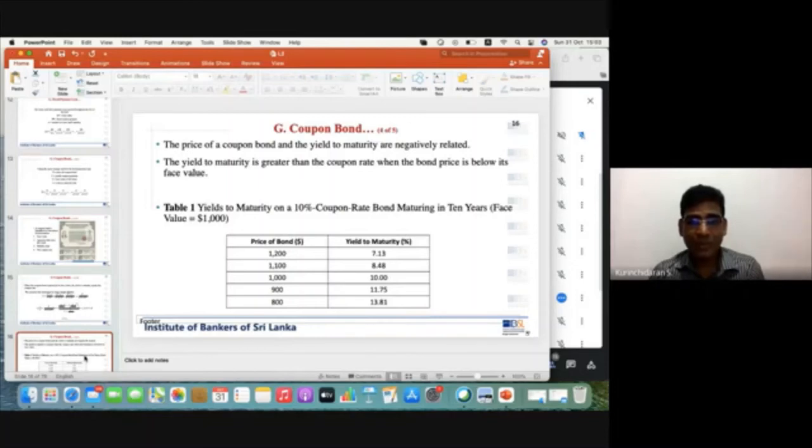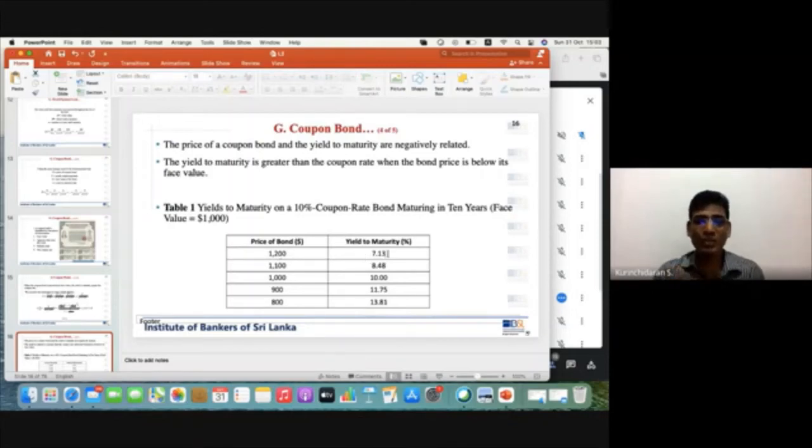If you pay more, your yield might be what? Less. Very good. So if you buy at 1,100, you can see here, your yield would be 8.48%. If you buy this bond at 1,200, your yield to maturity would be 7.13.